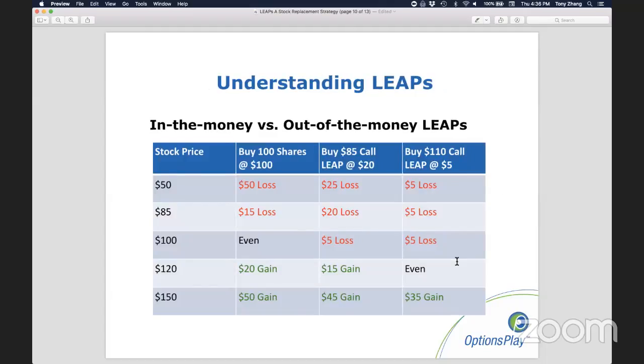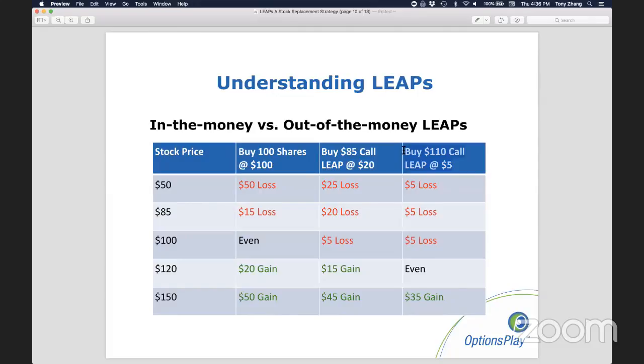So let's take a look at why we tell you to buy in the money LEAP options. What I have here is 3 comparisons of how each strategy performs. First, in the first column, I have buying the stock, buying 100 shares of the stock. This is the same example that we had before. Next, I have buying an in the money call option, so an 85 strike call option. Let's say I paid $20 for that call, versus buying an out of the money LEAP option, let's say a 110 call, and that only cost me $5.